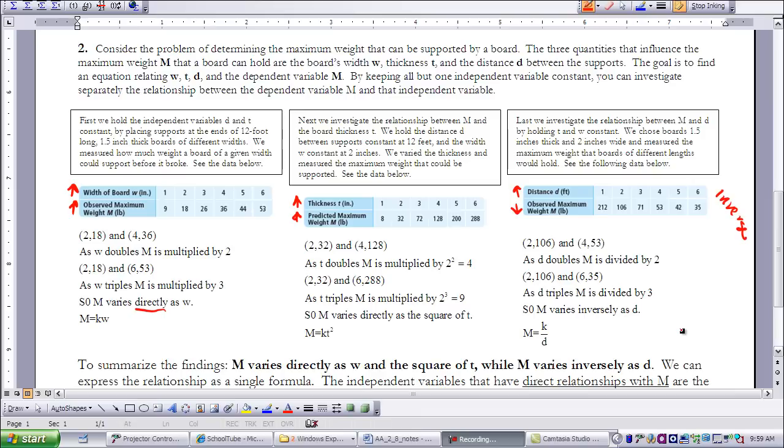So as t triples, m is multiplied by 3 squared, or 9. So we checked it with another set of data, so m does vary directly as the square of t. So m is equal to kt squared.